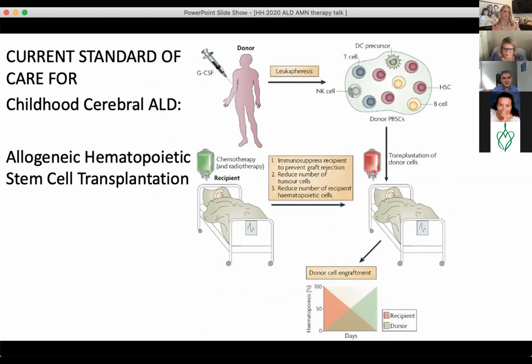So the only standard of care right now is for childhood cerebral ALD only. The other forms of the disease don't have treatment, except adrenal disease, where you can replace hormones that are missing. But this approach is basically taking somebody else's immune system and replacing the affected patient's immune system with a healthy immune system. So we do an allogeneic hematopoietic stem cell transplantation. And of course, that has a lot of side effects because you're wiping out their immune system and you're giving them somebody else's immune system.